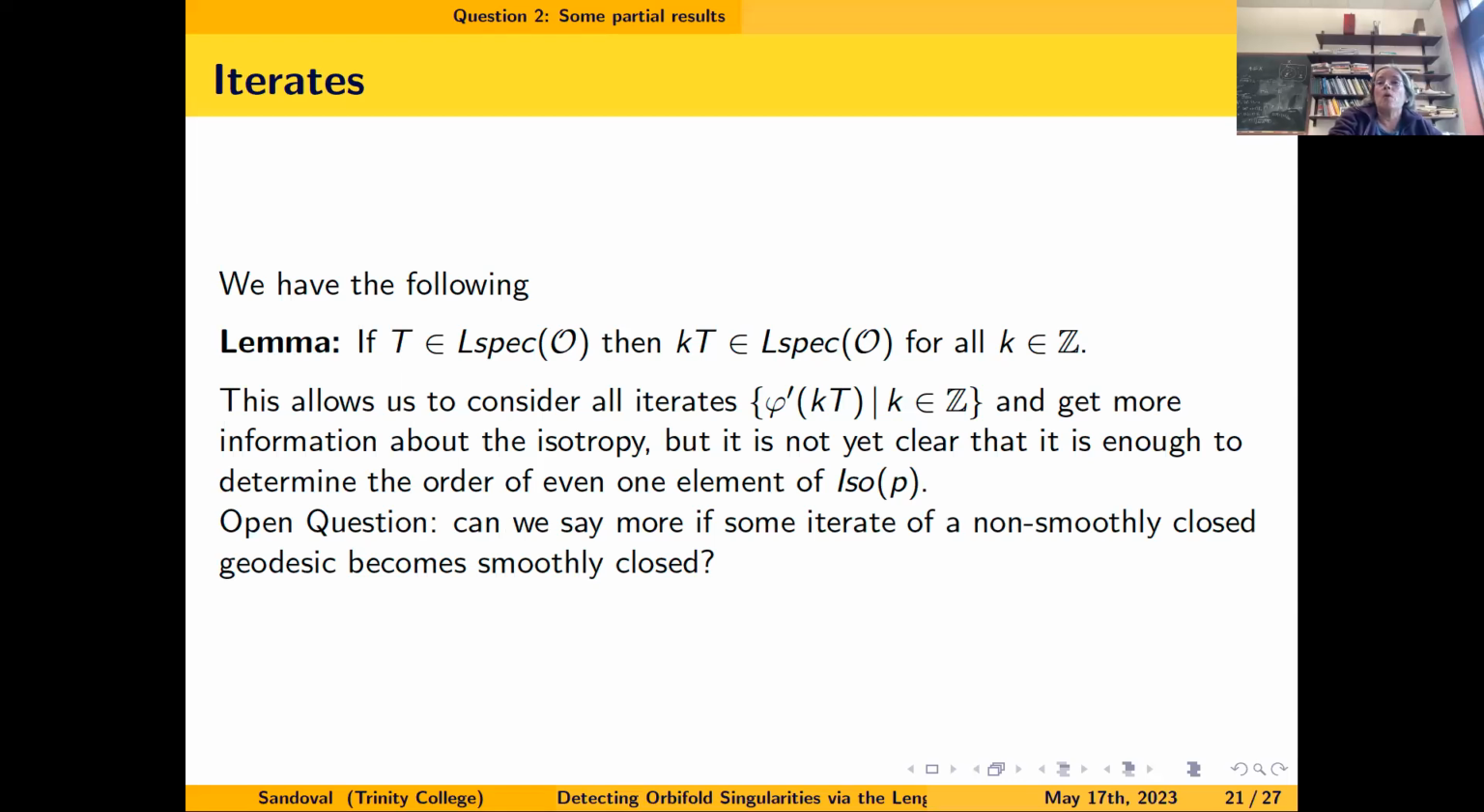Can we say more if some iterate of a non-smoothly closed geodesic becomes smoothly closed? And it's a little hard to say. We'd have to impose some conditions, maybe if we happen to know something already about the isotropy, but I kind of want to take the approach of, let's just say we don't know anything about the isotropy. Look at the geodesic, the dynamics of the geodesics, and see what happens.